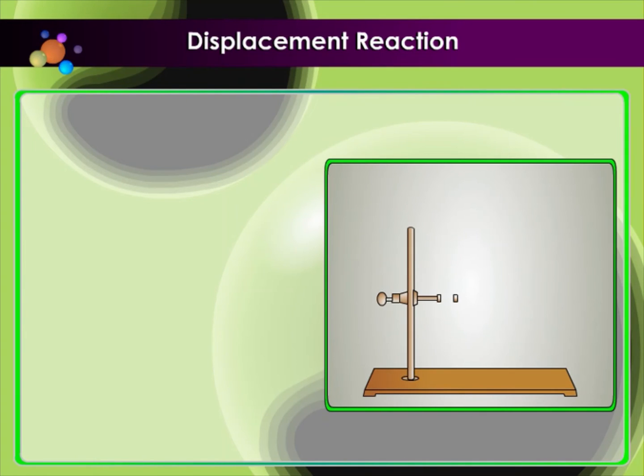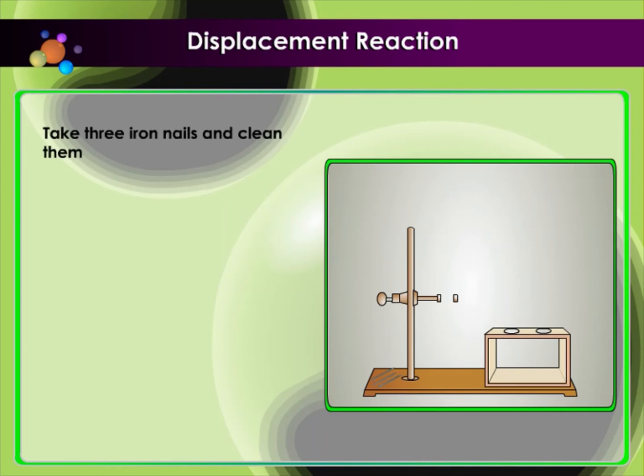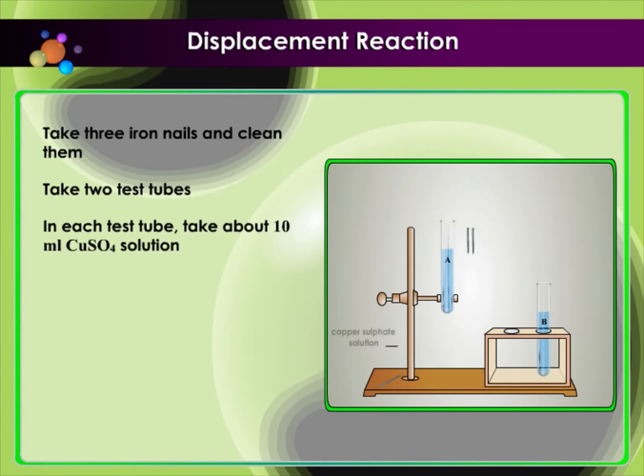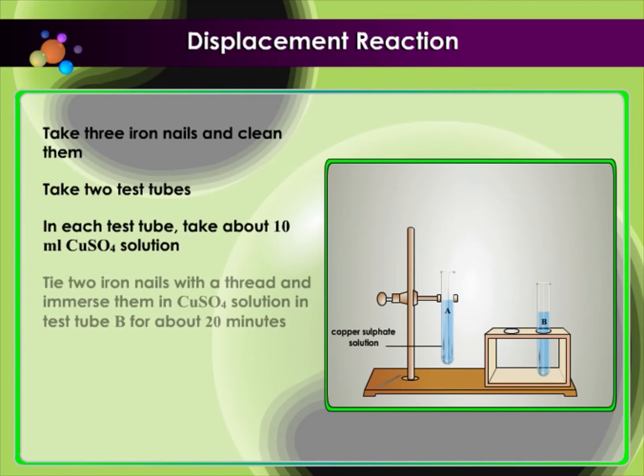Let's perform a small activity to know about the displacement reaction. Firstly, take 3 iron nails and clean them by rubbing them with a sandpaper. Later, take 2 test tubes marked A and B. In each test tube, take about 10 ml of copper sulfate solution.